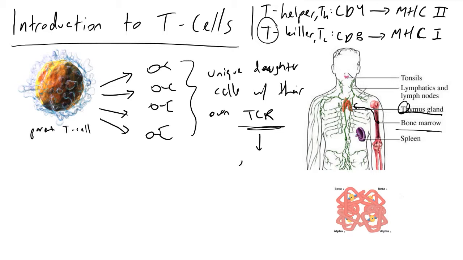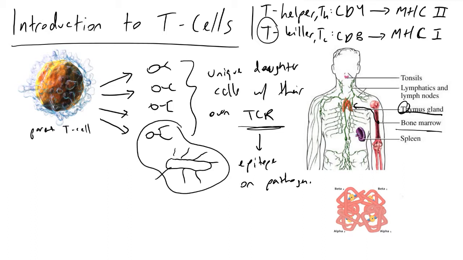So this thing will bind to an epitope on a pathogen, hopefully. And the hope is that if we had some kind of bacteria floating around in your blood, like E. coli, one of your daughter T cells would have an affinity for this E. coli, and it would be able to generate an immune response to kill the pathogens before they kill you. And that is the hope.